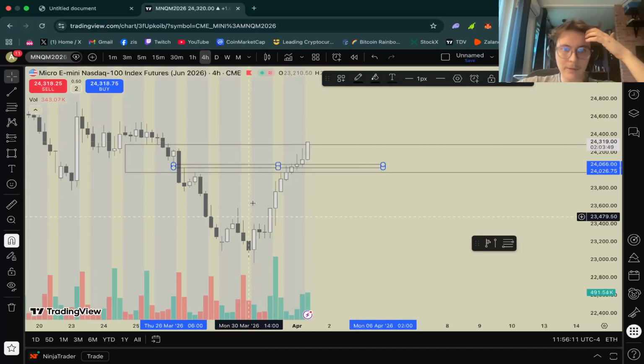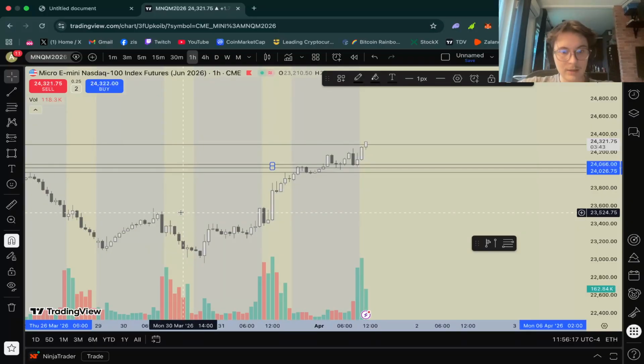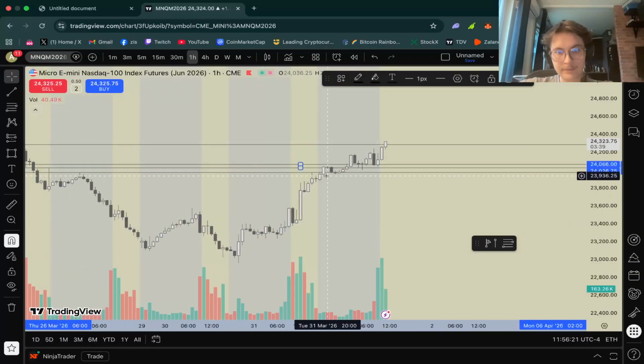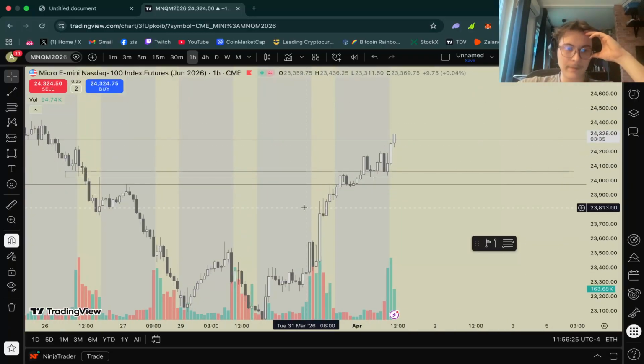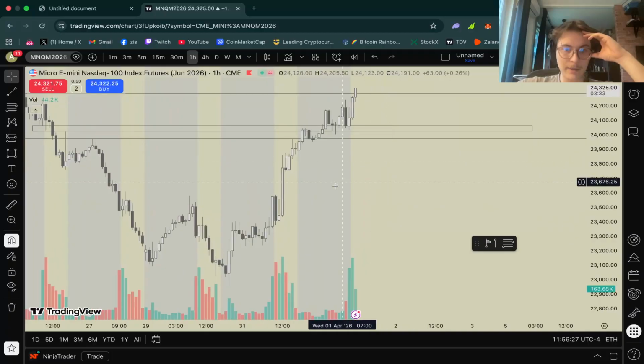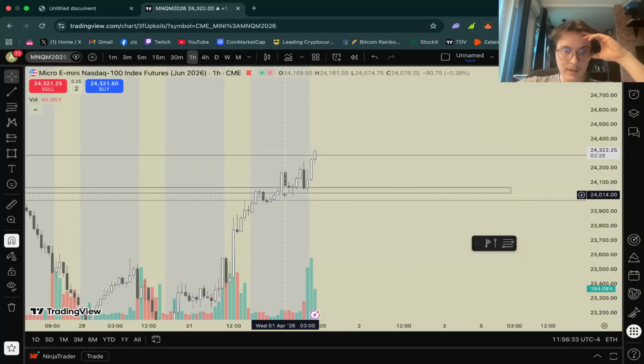But on the 4 hour, we were flipping all of these bearish fair value gaps. So we are in general quite neutral, let's say. And what could I see here? Well, we are creating some bullish fair value gaps from yesterday.